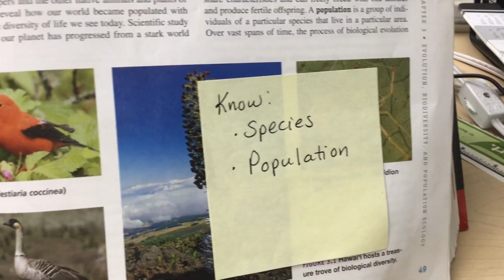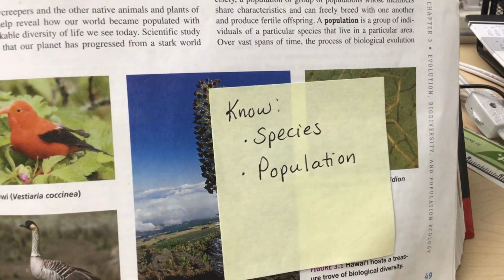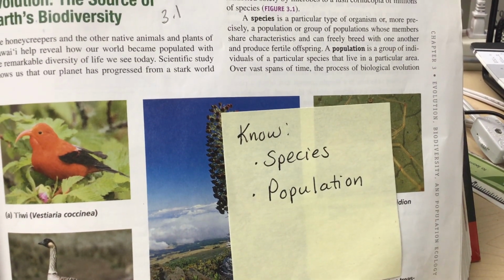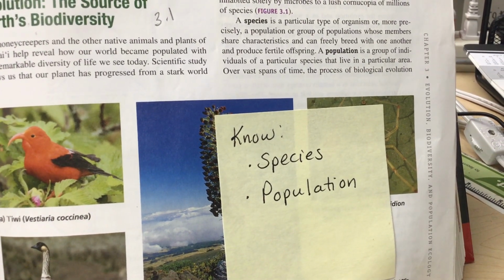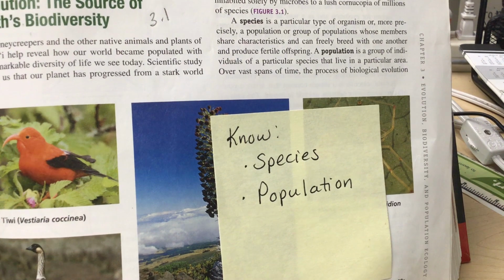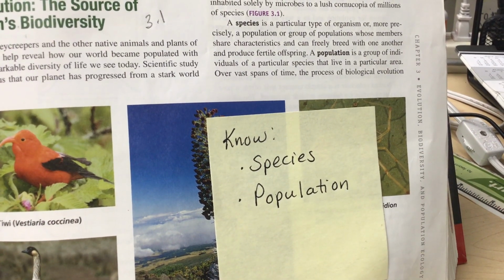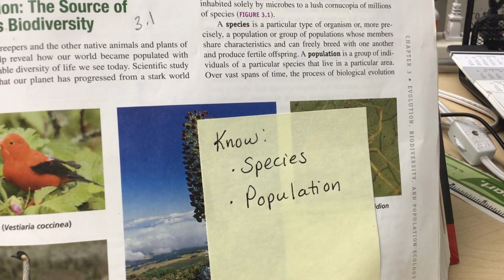Down here on the bottom of page 49, you need to know the definition of a species and a population. A species, basically, if you cannot mate, you're a different species. If you can mate, you're the same species. And there are various reasons why species can or cannot mate, which are discussed in the chapter.